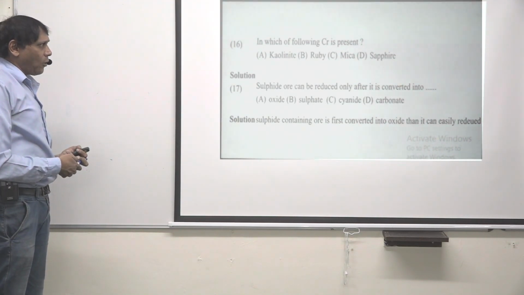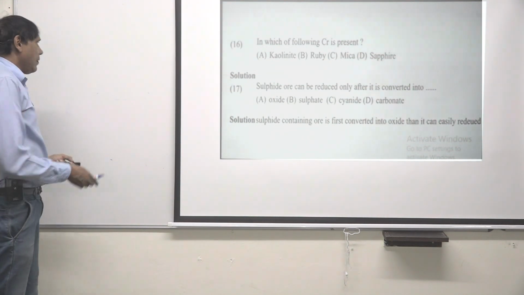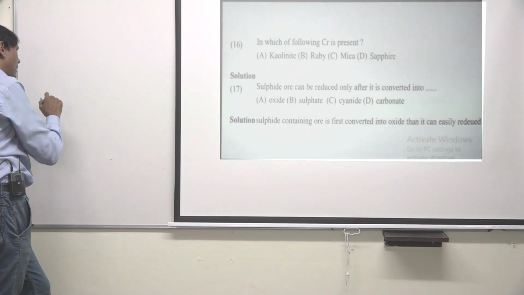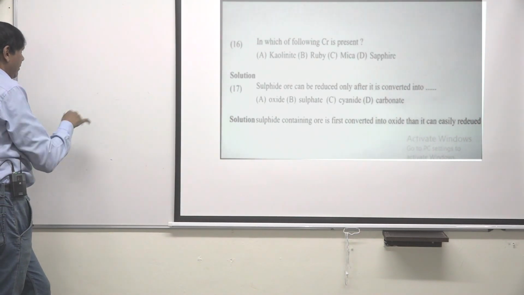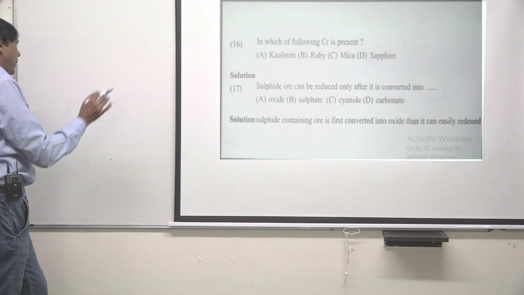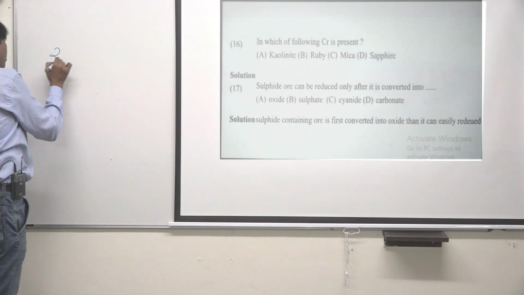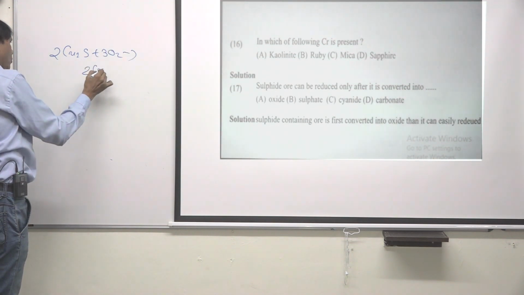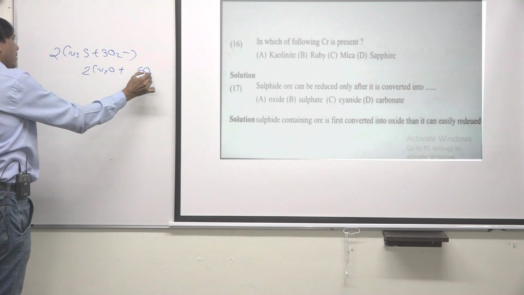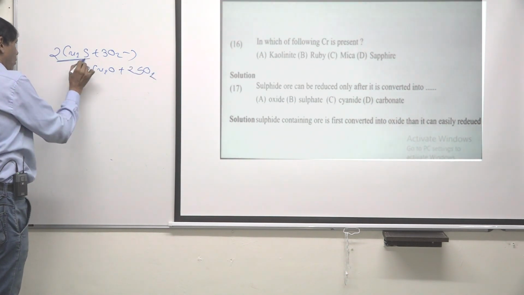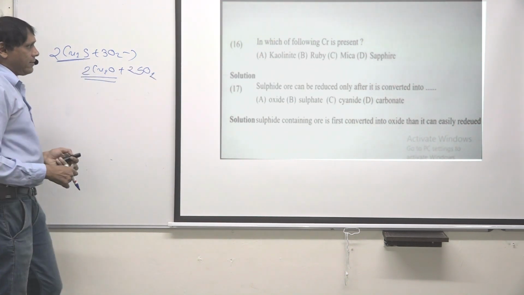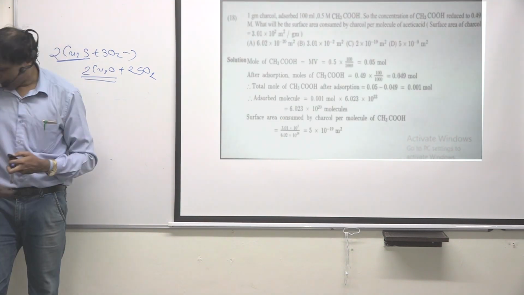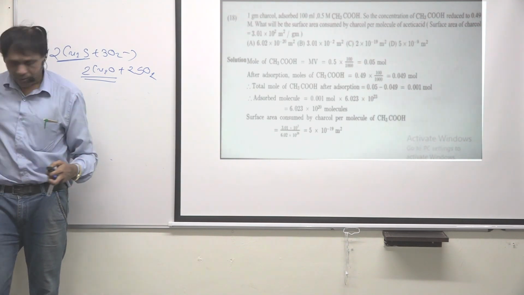Sulfide ore can be reduced only after it is converted into, very easy. For any extraction of metal, sulfide ore is converted into oxide, then the reaction proceeds, and after reduction it is converted to metal. We know that 2Cu2S plus 3O2 gives 2Cu2O plus 2SO2. So sulfide ore is converted into oxide. So the answer is oxide. Now one numerical is given. That is also easy, nothing to worry.